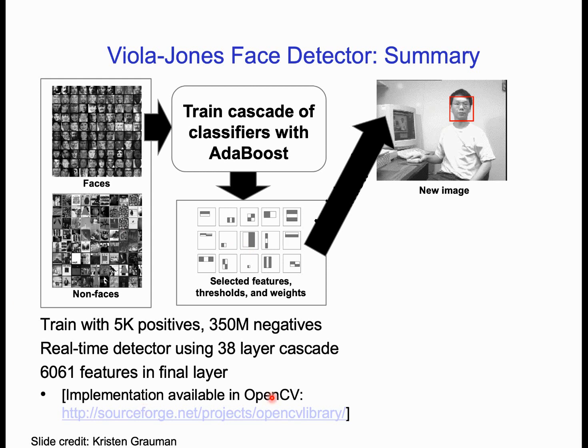What they did in this algorithm is that they trained with 5,000 positive and almost 350 million negative image patches. And using the cascade classifier, they could achieve a real-time detector, even though the very complex classifier uses almost 6,000 features in the final layer. So imagine that using 6,000 features for all the patches would take time, but using the cascade, they were able to reduce the computational cost quite a bit.